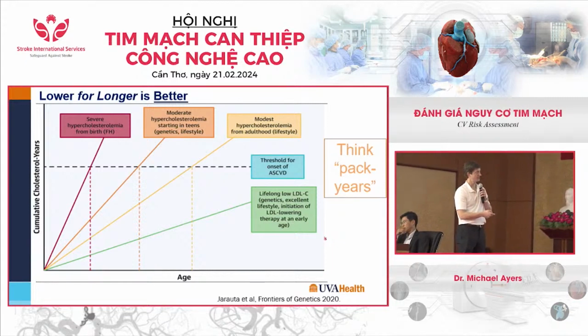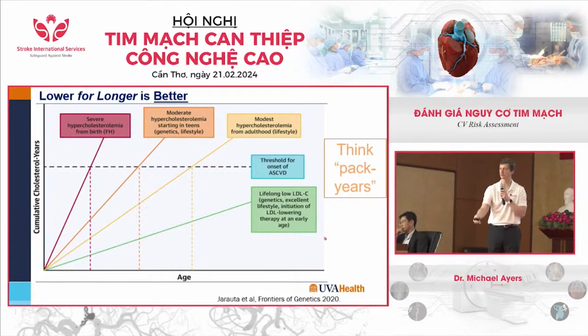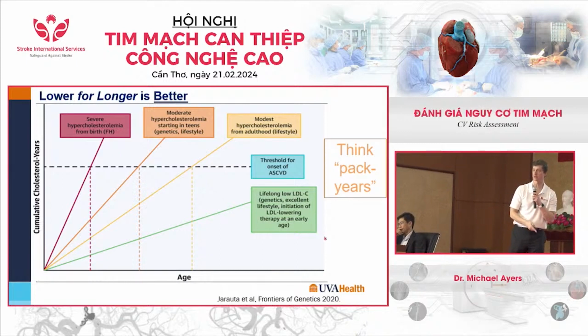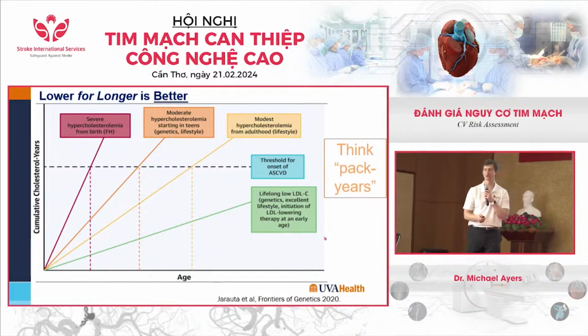And he said, just think about this as pack years of smoking. Smoke a pack a day for 40 years, that's 40 years of cancer risk. Smoke 4 packs a day for 10 years, that's also 40 pack years of cancer risk. Cholesterol, it turns out, behaves very similarly. Lifetime exposure to cholesterol drives events.